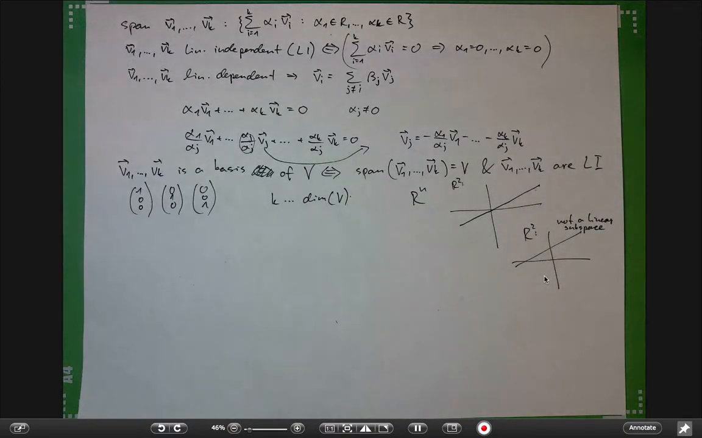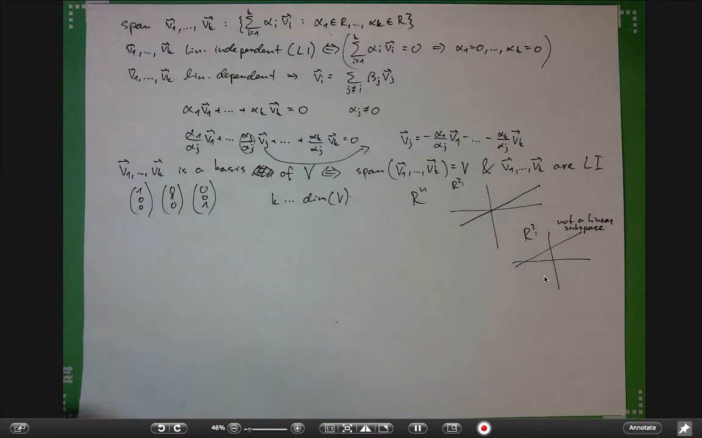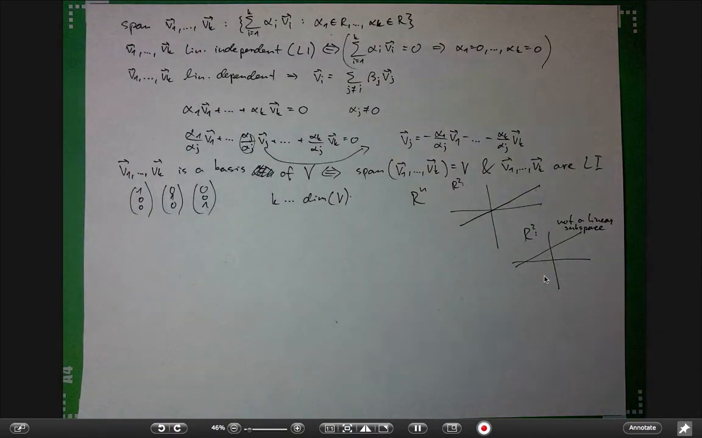Then we could talk about affine subspace, which means that after we translate it back, then we get a linear subspace. But that's something slightly different. I'm not going to go into that now.